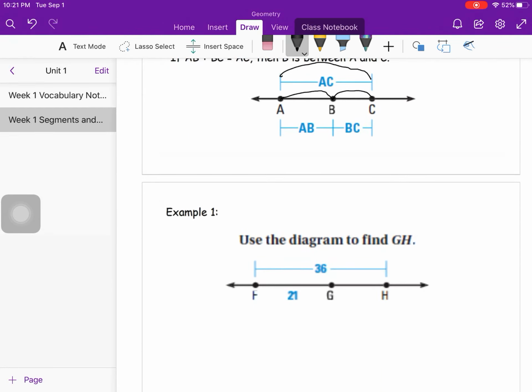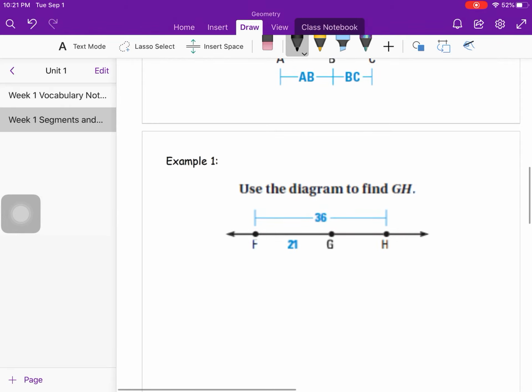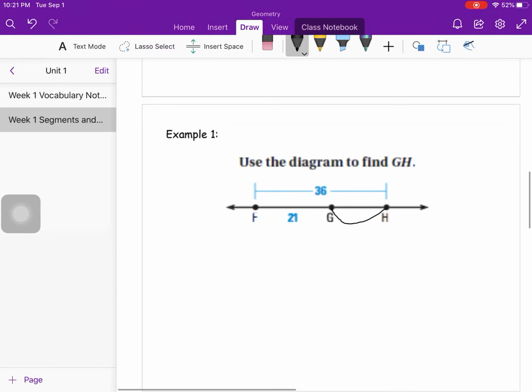So here is our first example of this. We want to use the diagram to find GH. So GH is this distance from one point to another. We already know that from F to G, it's 21. So we've gone 21 units. We need to figure out how much further to get to the full 36, because that's the total distance. So we can label this with a variable, because we don't know what the value is.